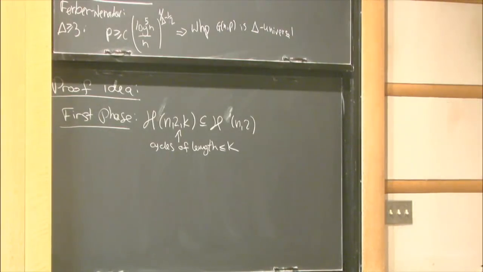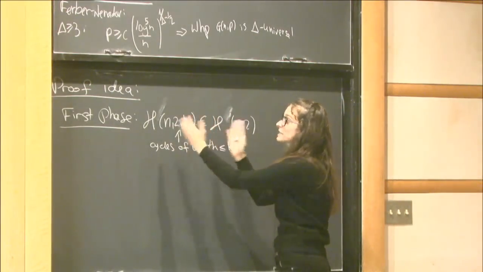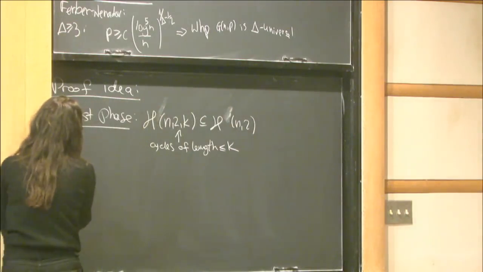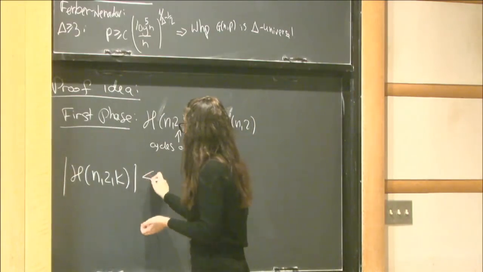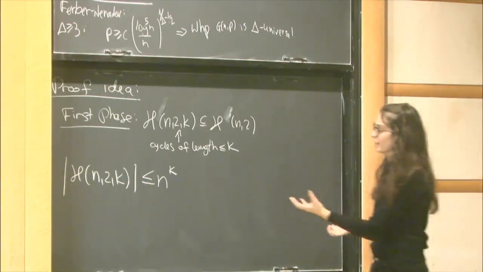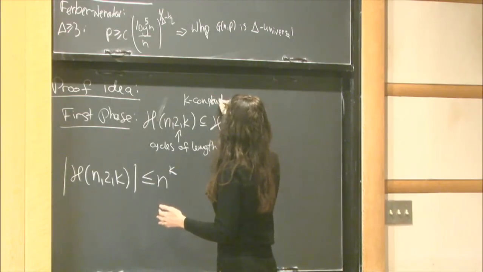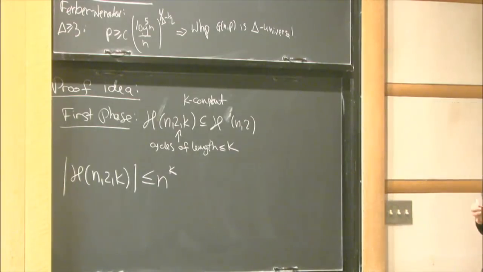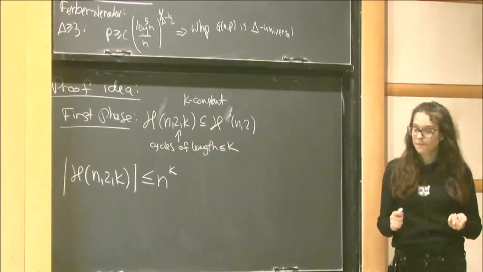OK, so it will be cycles of bounded length. Let's start with proving universality of this family. The good thing about this family is that the number of elements in this family is only polynomial in n. We have k is some constant, and so we allow only constant size cycles. The number of elements in this family is actually smaller.